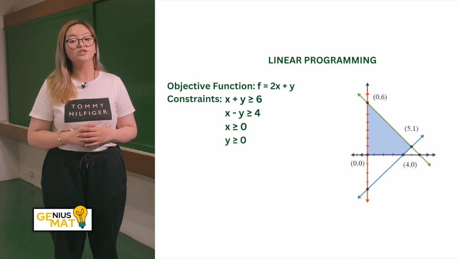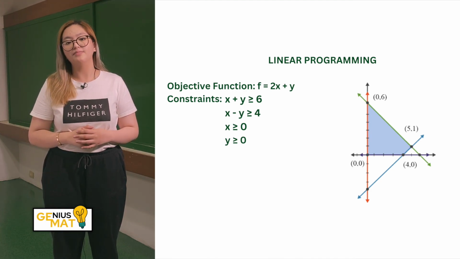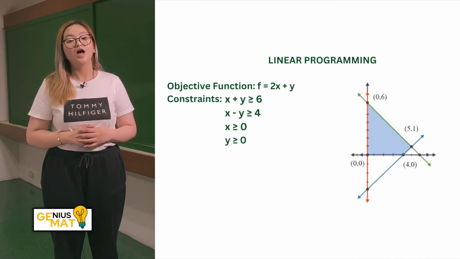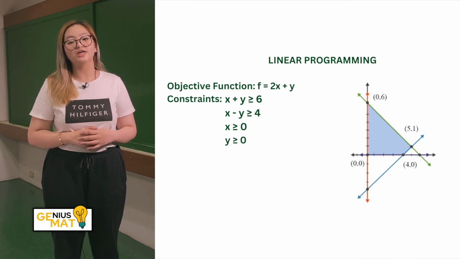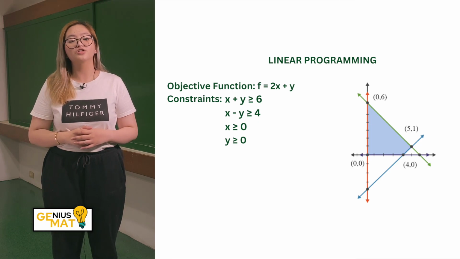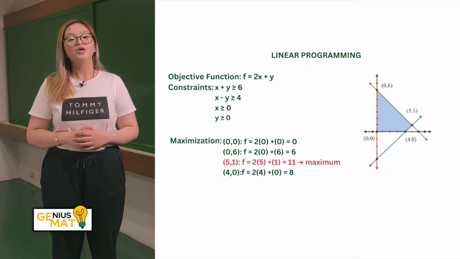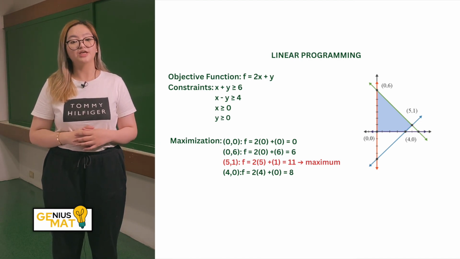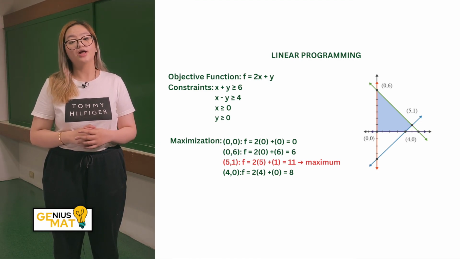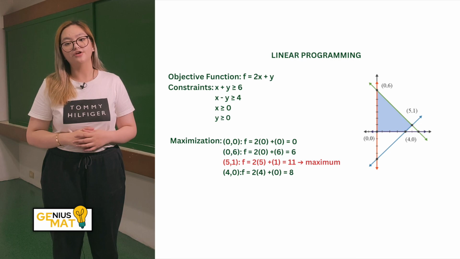Find the intersections, which are (0, 0), (0, 6), (5, 1), and (4, 0) in the problem. Next is to plug the intersections you have found into the objective function formula and solve. After solving, you will now be able to find the maximization or minimization. In our case it is (5, 1), because it generates a profit of 11 pesos, higher than the other generated profits.